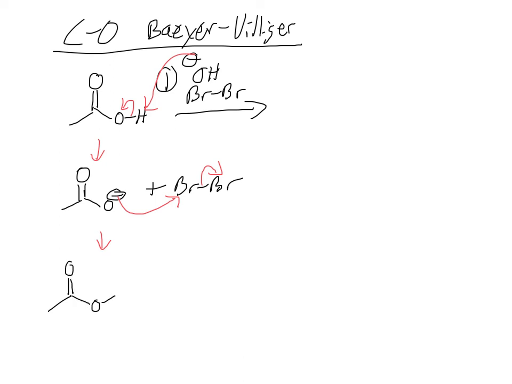We've put something on the oxygen that's a pretty good leaving group, right? Br is a pretty good leaving group. Everybody can agree on that? Yes? So we also have Br minus. So let's just say Br minus decides to attack the electrophilic carbon of the carbonyl. Kicks those electrons up. So now we have what? A tetrahedral intermediate, right?